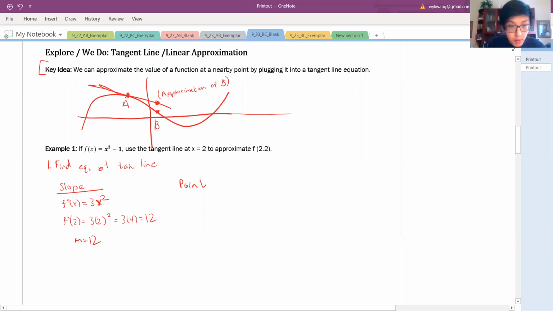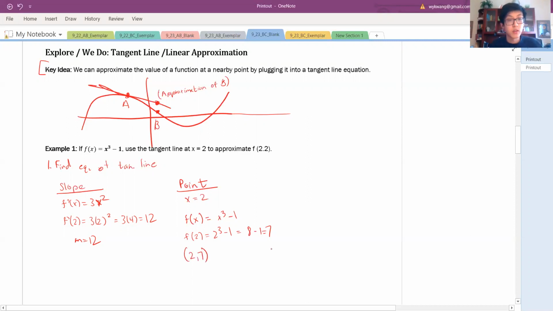Okay, so we need a point, right? We're already given that the line is tangent at x equals 2. So how do we find y? We just plug in x. f of x equals x cubed minus 1. Let's plug in 2 for x. f of 2 is equal to 2 cubed minus 1, which is 8 minus 1, which is 7. So our point is going to be (2, 7).